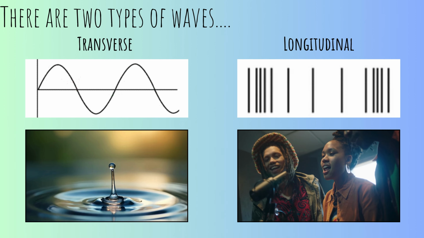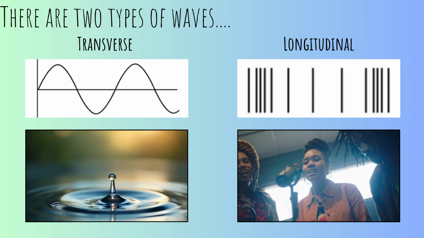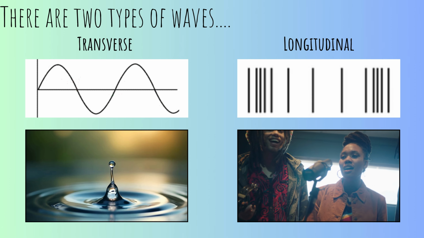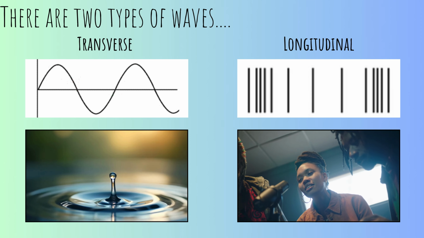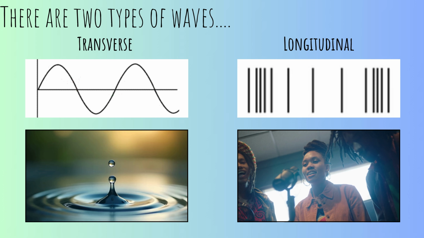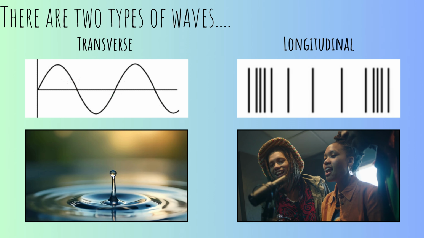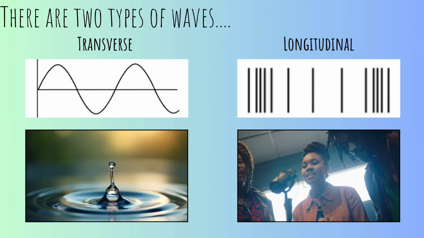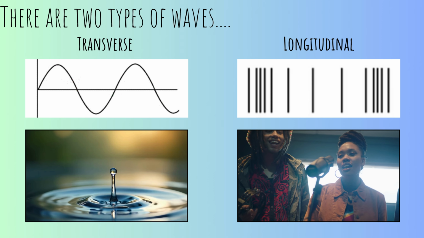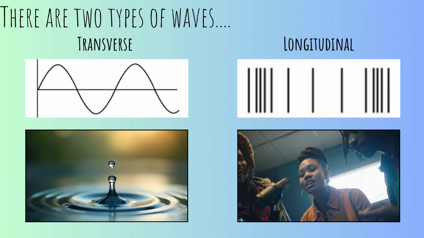There are two types of waves, the most common of which are transverse waves, which move up and down. This is an example of its waveform, and they are commonly seen as ripples in water, though they are most famously part of the electromagnetic spectrum, which include light, infrared, and microwaves. We'll look at these in more detail later.